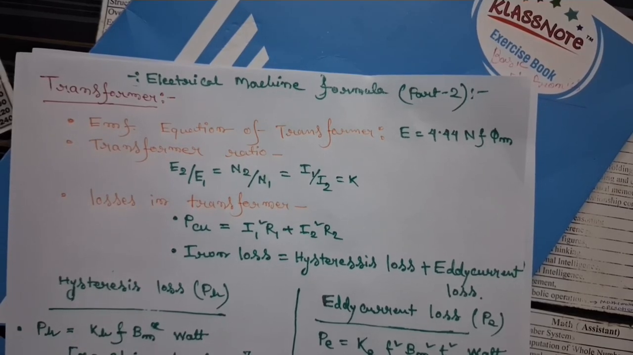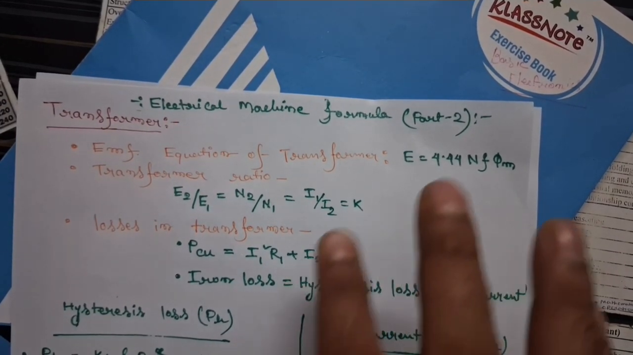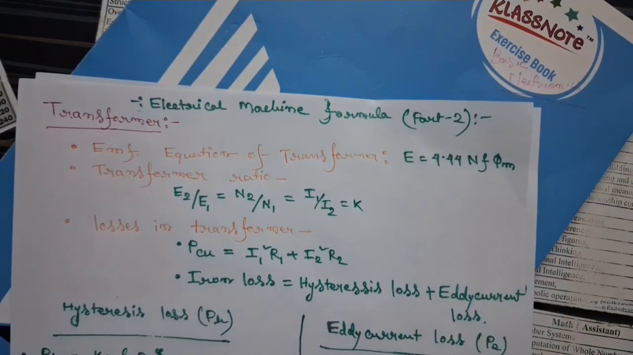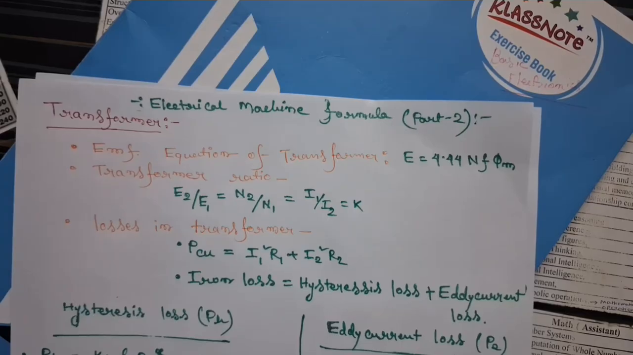In today's video, I will start from the transformer. In the transformer, you have to remember the EMF equation of the transformer. The EMF equation of the transformer is E equal to 4.44 N f phi m. Here E is the generated EMF, N is the number of turns, f is the frequency, and phi m is the maximum flux.